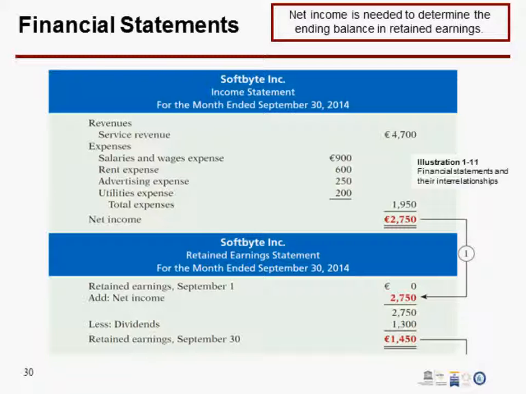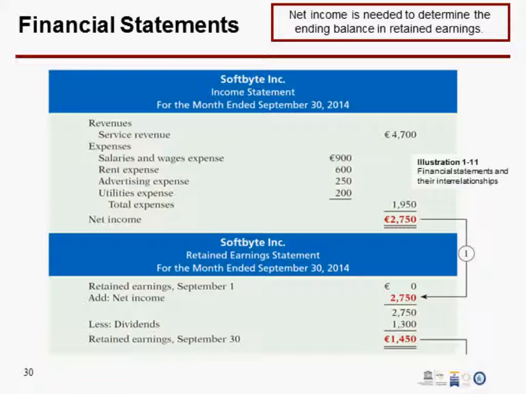For example, for the SoftBite Inc. case, the retained earnings at September 1 had a zero balance. There's no retained earnings because SoftBite was formed on September 1. So you should add net income, and the net income, this figure 2,750, came from the income statement.